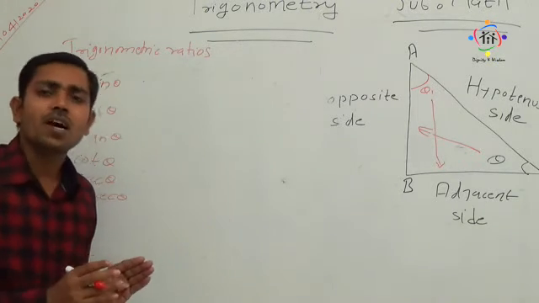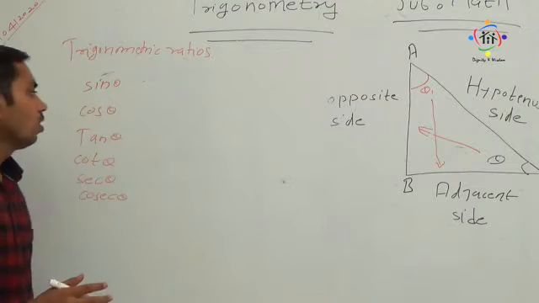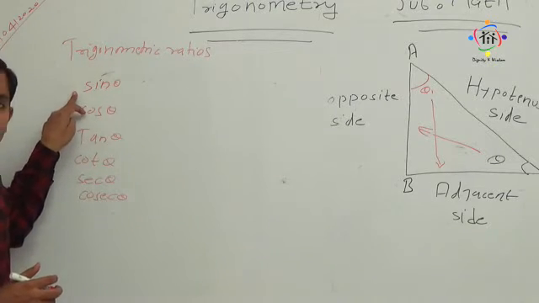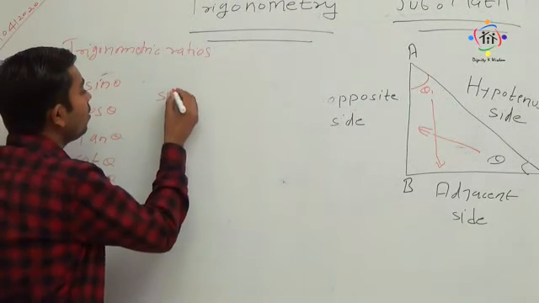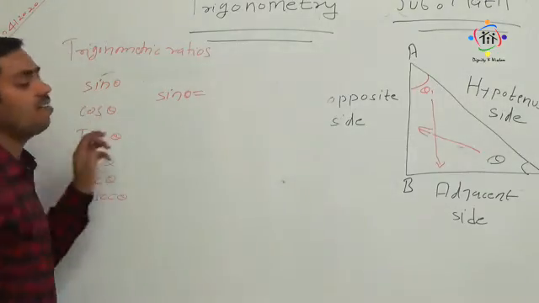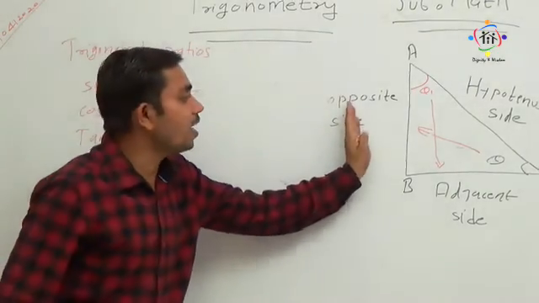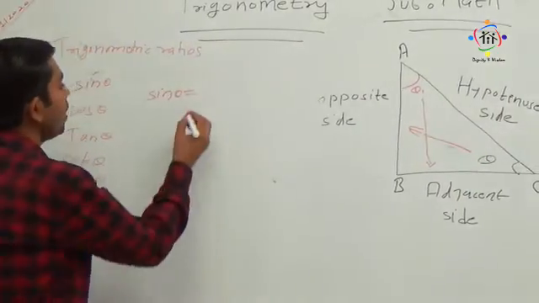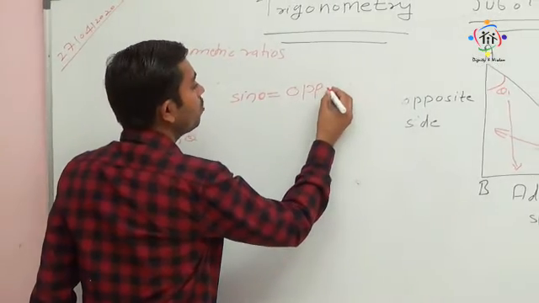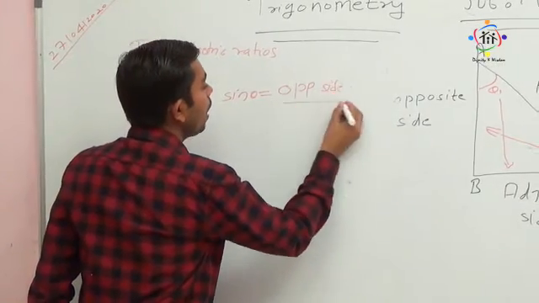Now, what is the meaning of trigonometric ratio? Suppose I am talking about sin theta. For that, there is a formula. Sin theta is equal to opposite side by hypotenuse.